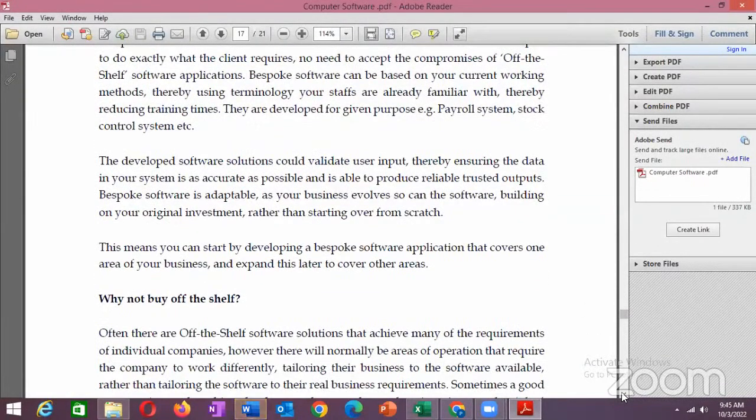The developed software solutions could validate user input, thereby ensuring the data in your system is as accurate as possible and is able to produce reliable, trusted output. So bespoke software is adaptable. As your business evolves, so can your software, building on your original investment rather than starting over from scratch. This means you can start by developing a bespoke software application that covers one area of your business and expand this later to cover other areas.